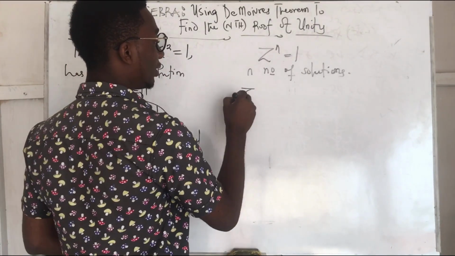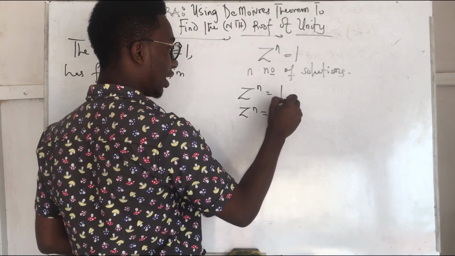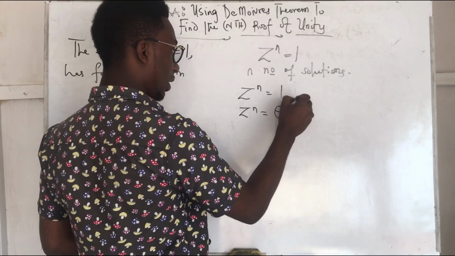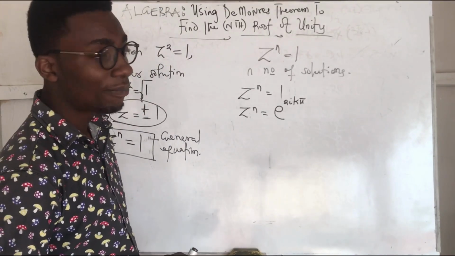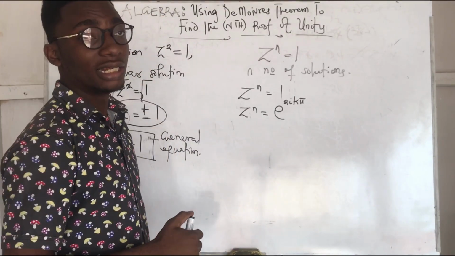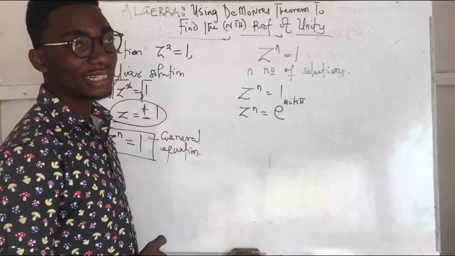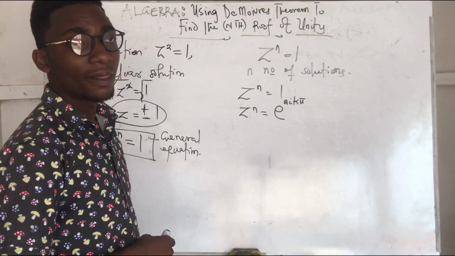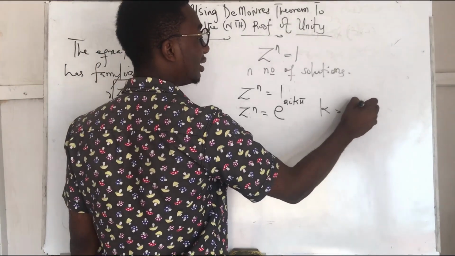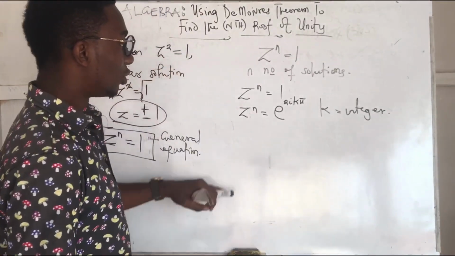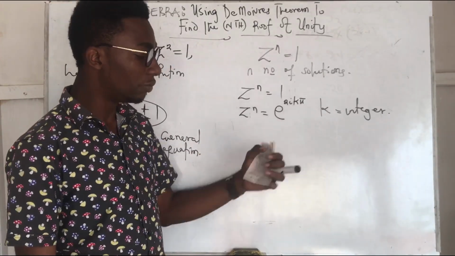So now, if z^n is equal to 1, then we can say z^n is equal to e to the power 2i k pi, as established earlier in the trigonometric functions, that theta has the same angle rotation as 2k pi. In this case, k is an integer. So if z^n is equal to 1, then z, which is the complex number, will be equal to this.